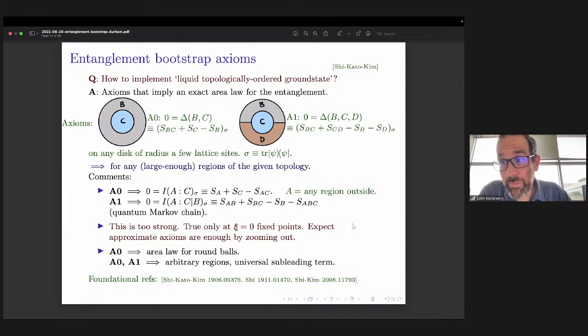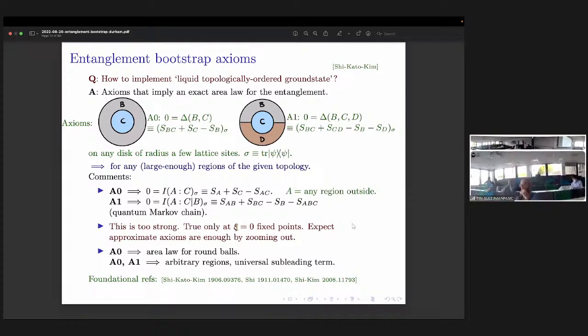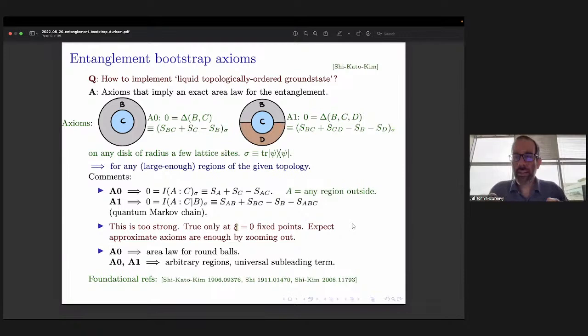However, there's a strong expectation, which we haven't been able to prove yet, but there's a lot of evidence for it, that if you take bigger and bigger regions, the violation of the axioms gets smaller and smaller. So in a familiar sense, you approach the fixed point as the regions get bigger and bigger, and the axioms become better and better satisfied. And so in this talk, I'm going to use theorems that assume the exact axioms.